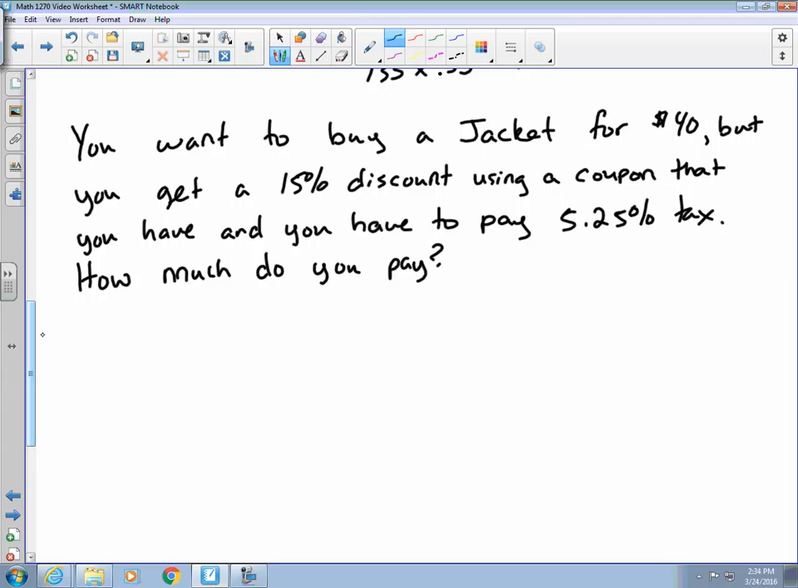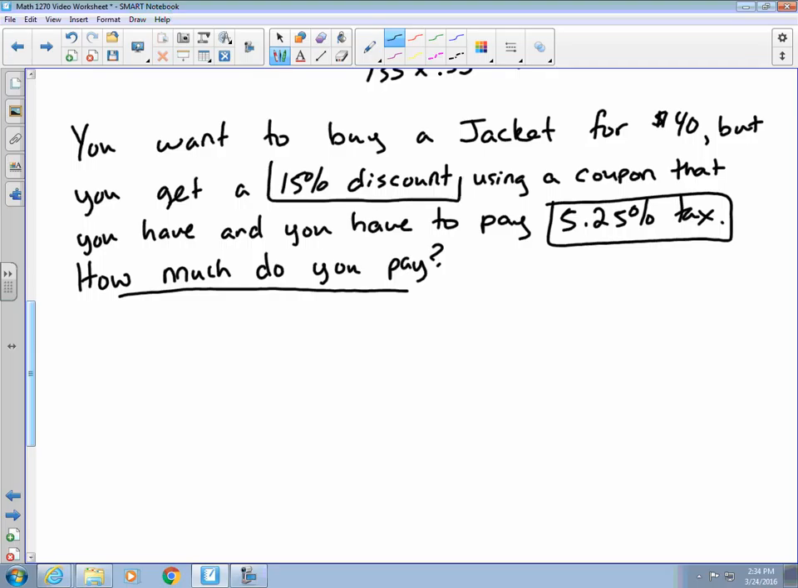All right, a couple more here real quick. This one here is asking how much do you pay total. The key thing here is we got two percentages. One is related to tax. Tax is an increase onto your price, and a discount is a decrease to your price.